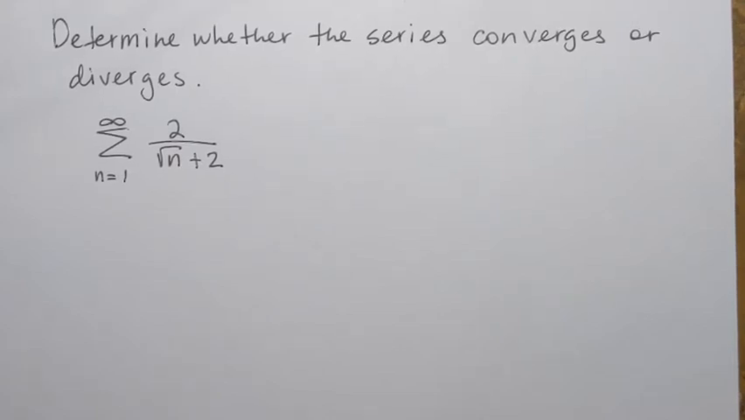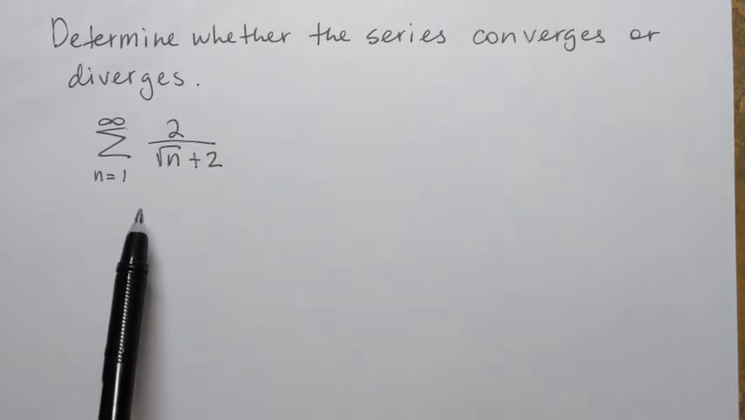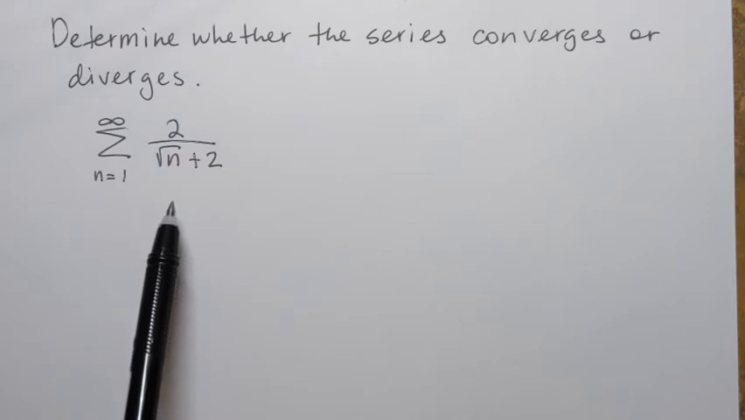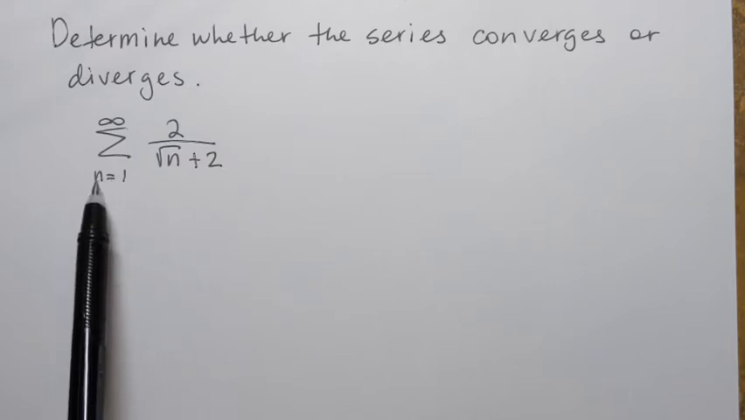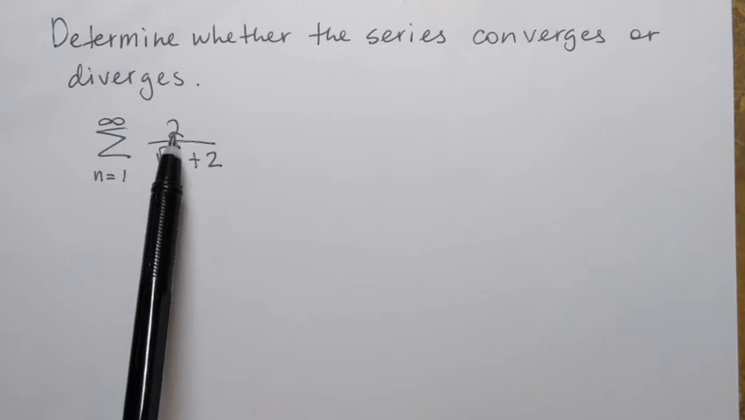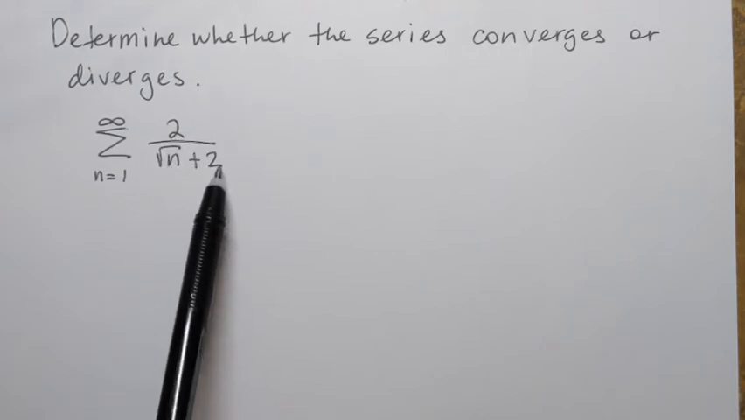In this video, I would like to illustrate how the basic comparison test can fail, which means that we'll need to use a different test, and that's going to be the limit comparison test. So let's use this example. We need to determine whether this series converges or diverges. So we have the series as n goes from 1 to infinity of 2 over square root of n plus 2.